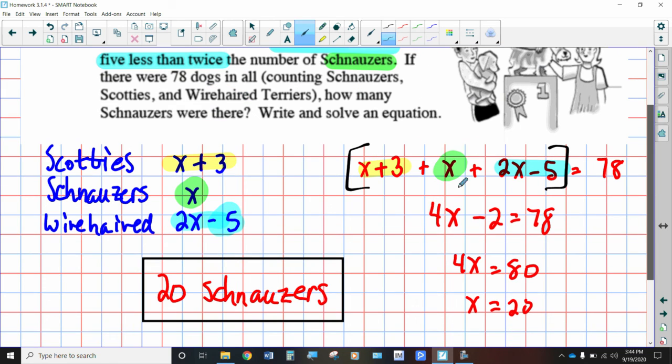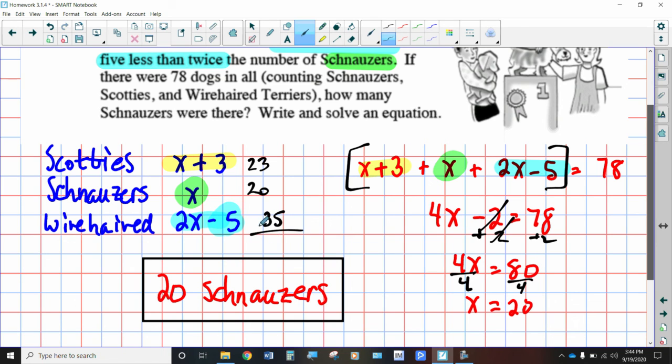x plus 2x is 4x's, and 3 plus a negative 5 is negative 2. So we would add 2 to each side to get 4x equals 80, and then we divide each side by 4, and you see that the number of Schnauzers must be 20. If you wanted to know the number of Scotties, it would be 23, and the number of wire-haired would have to be 40 minus 5, which is 35.